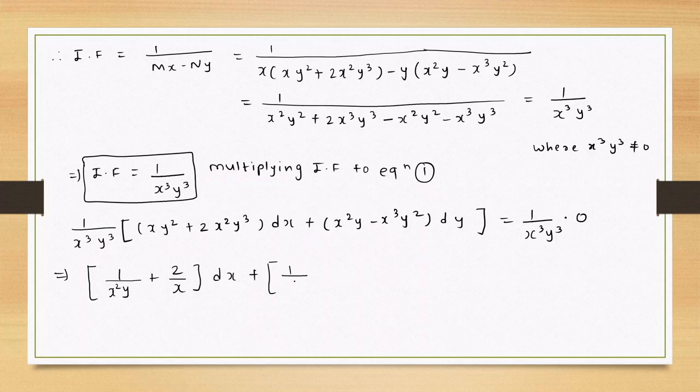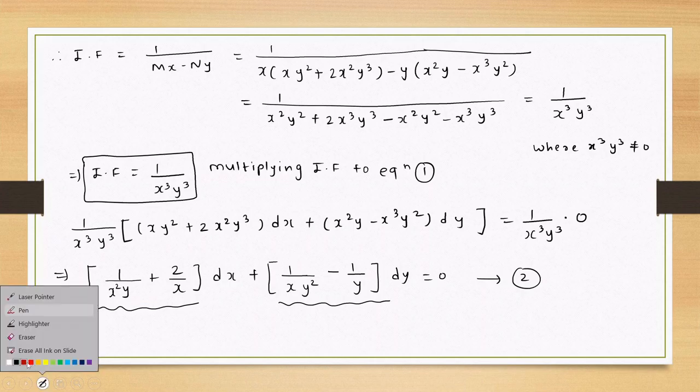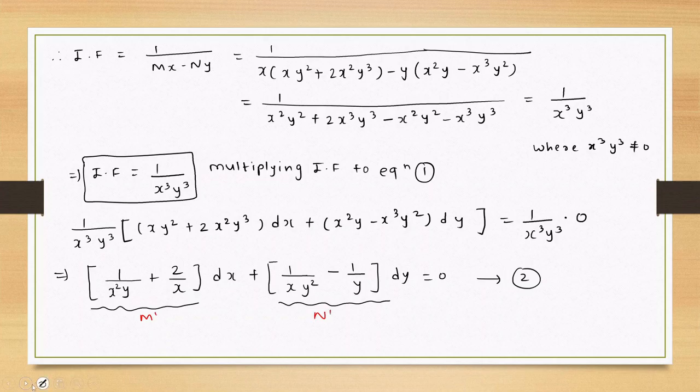So we are remaining with 1 upon x, and y cancels with the y cube, so we are remaining with y square. Minus, x cube and x cube get cancelled. We are remaining with 1 upon y, dy is equal to 0. We call it equation number 2. So here this is our M dash and this is our N dash.